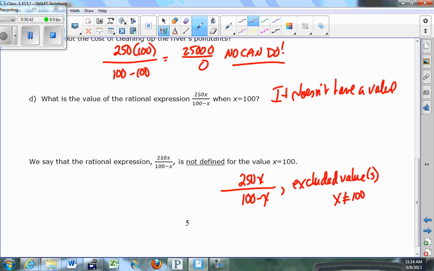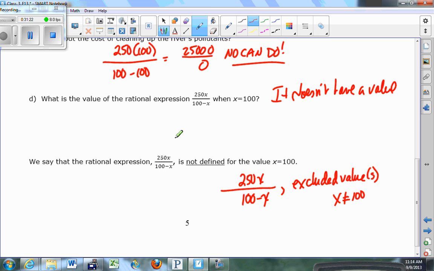The excluded value from this is that x cannot be 100. Every other number works. If we take this out of the context that we're in right now, if this is just a mathematical expression and it doesn't have the meaning about pollutants and costs, I could put any number on the real number line in there, and it would have a value except for one number, which is 100. That's the only number that would jam this little expression up. It doesn't know what to do with it, like those robots that go crazy. It would start going crazy at 100. Okay? Yeah, Kyle?